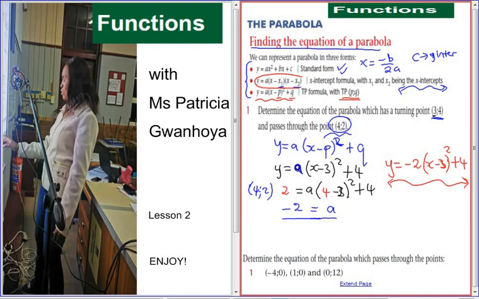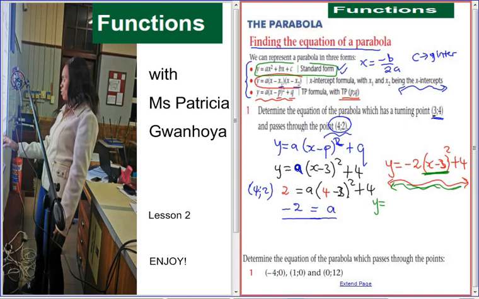But most of the times, these questions say that you must leave your answer in standard form. So you have to be able to move from this form, the completed square form, to standard form. It's not as difficult as when you are completing the square for some of you. It is very simple because all you are expected to do is really to FOIL these two brackets here.